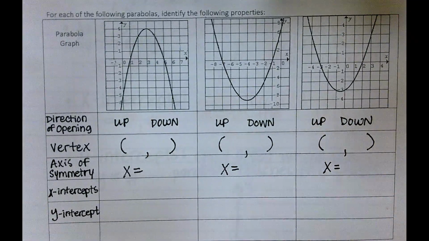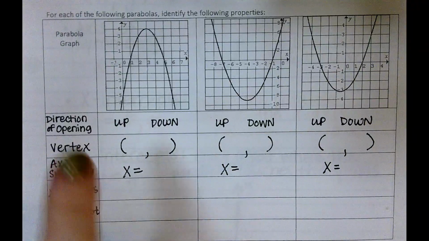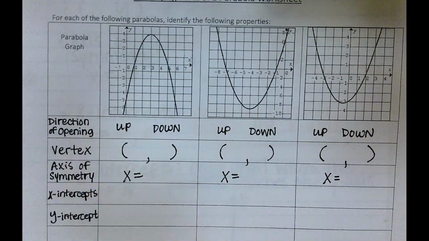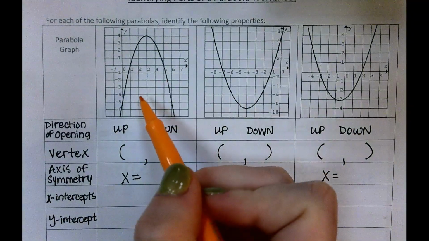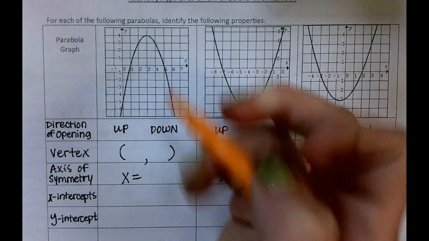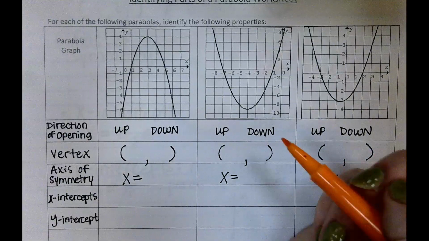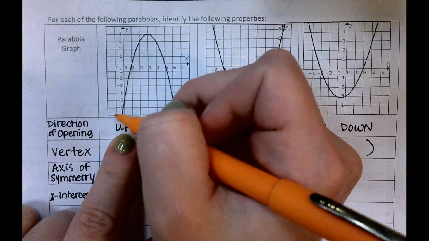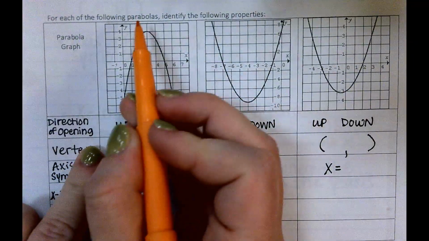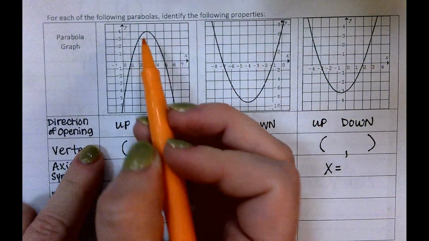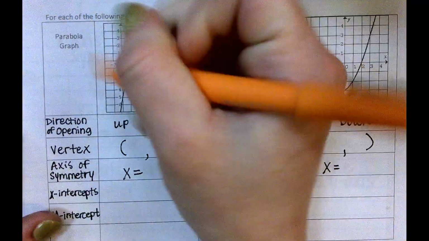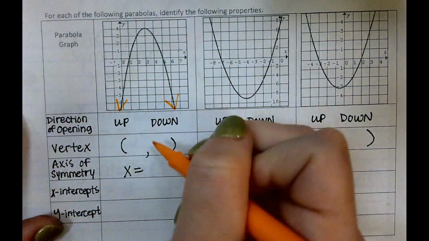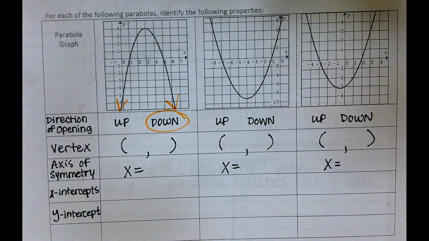And let's start with each category. Let's practice first direction of opening. So for this first parabola, is the direction up or down? Down. Good. A good way to help you remember is we're not looking at the closed part. We're looking at where it's open. Sometimes it helps to draw those arrows. It opens down. So we're just going to circle down.